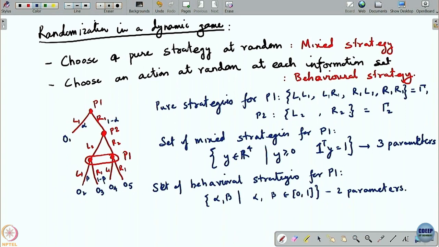Now, this is immediately telling you something, right? The set of mixed strategies is specified by three parameters, and the set of behavioral strategies is specified by two parameters. So we cannot really expect any kind of subset relation, that one is a subset of the other, because these are objects in two different spaces. There are more free variables in mixed strategies than there are in behavioral strategies. So we have to talk of a relation between these that is beyond just inclusion, that one is a special case of the other.